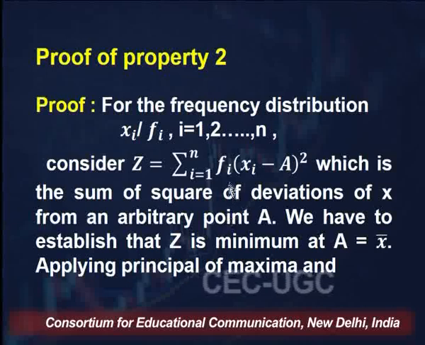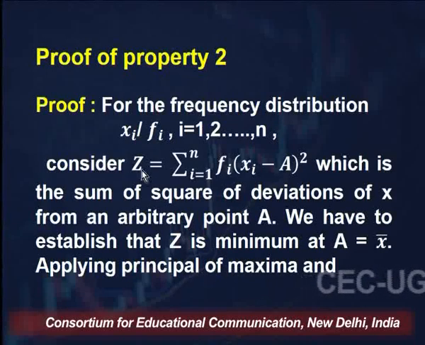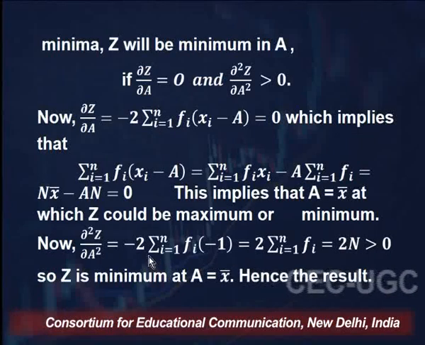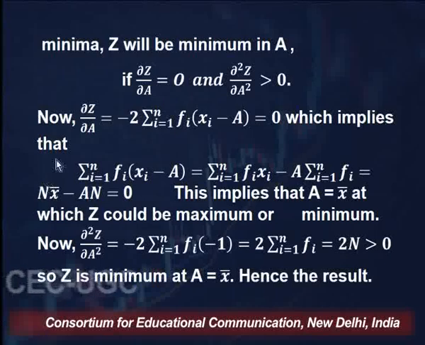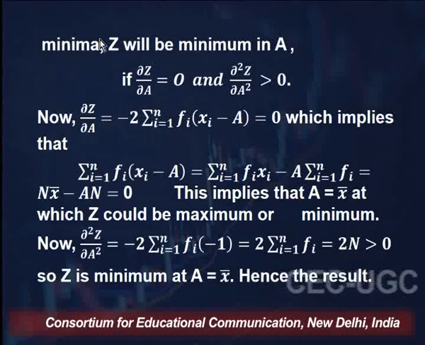So again I will start with this z, and you must have done the principle of maxima and minima till 12th class. This is a function involving variable x and A, and also f. We will have to establish that this z is minimum at A equal to x bar. In order to do that, I am going to apply the principle of maxima and minima. What is the principle? The principle of maxima and minima says that this z that I have constructed will be minimum in A if these two conditions are satisfied.